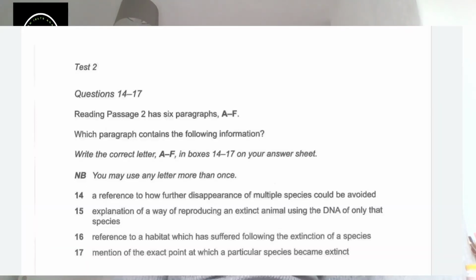Can you see? So when you come across any two answers that look similar, try to look closely at the question. In the question, you will see some keywords that will give you a hint to the right answer. So if you continue to read, reference to a habitat which has suffered following extinction of a species, nothing like that. Mention of the exact point at which a particular species became extinct, nothing like that. You can see that paragraph doesn't have any answer.